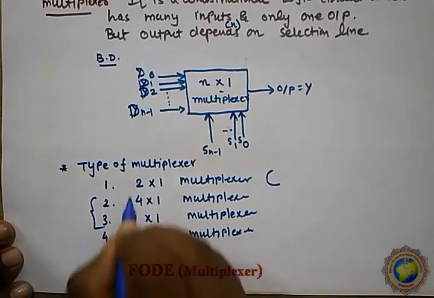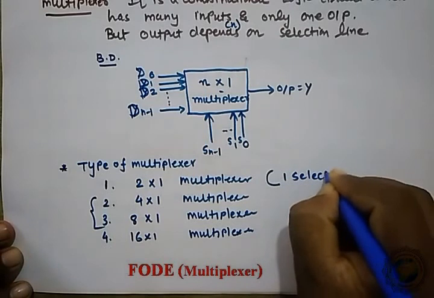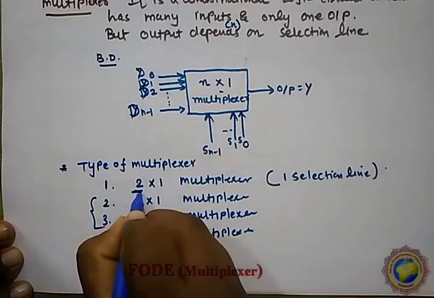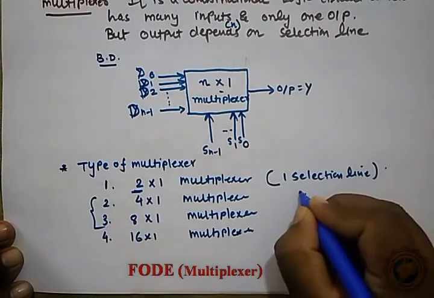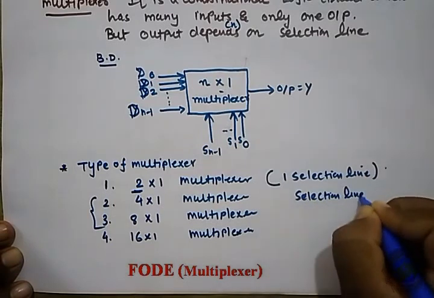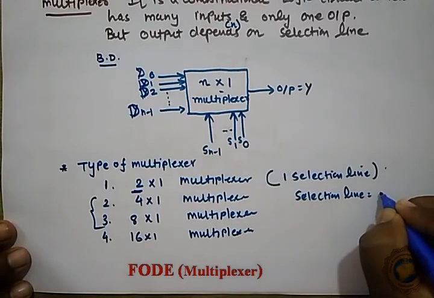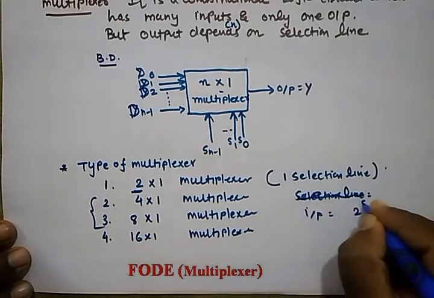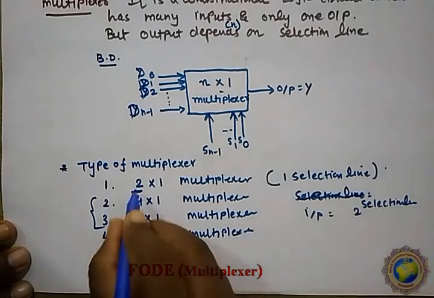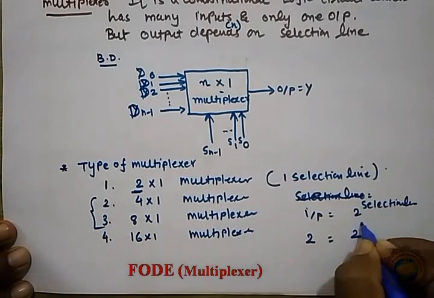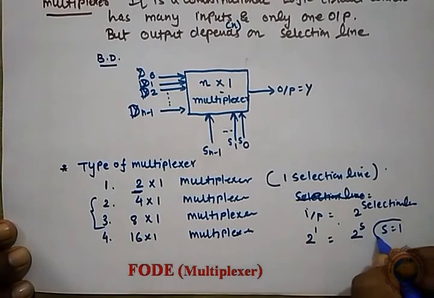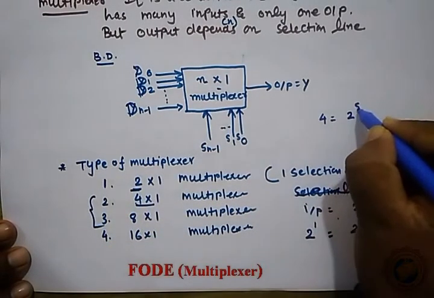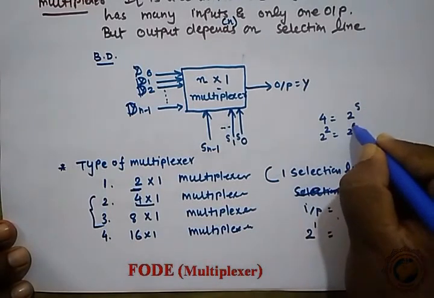સિલેક્શન લાઇન કેટલી જોઈએ? તો ઇન ધ 2 cross 1 ઇટ રિક્વાયર્સ 1 સિલેક્શન લાઇન. કેટલી સિલેક્શન લાઇન જોઈએ? 1. કેવી રીતે? તો અહીંયા કેટલા ઇનપુટ છે? 2. સપોઝ કે તમારે સિલેક્શન લાઇન ગણવી છે, તો ઓકે, input is equal to 2 raised to selection line. તો અહીંયા ઇનપુટ કેટલા છે? 2. ઓકે, તો 2 raised to 1 means s is equal to 1. ખ્યાલ આવ્યો? સપોઝ કે મારે 4 cross 1 છે, તો કેટલા ઇનપુટ છે? 4. અહીંયા 2 raised to s. હવે આ 4 એટલે 2 raised to 2 તમે કરી શકો, તો 2 raised to s. તો s is equal to 2.